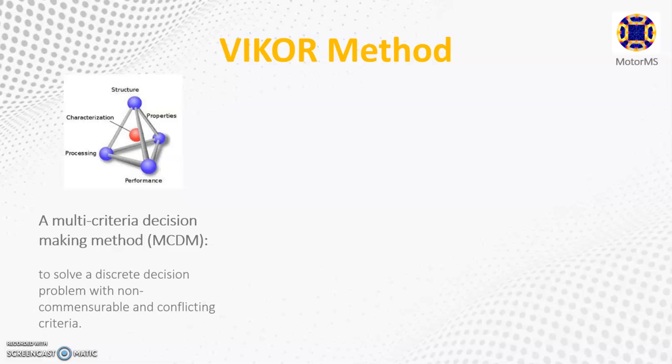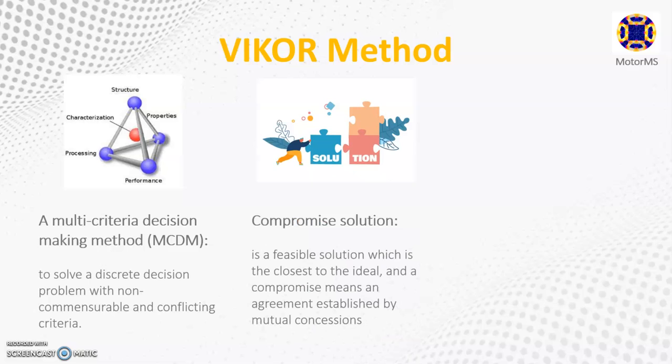The VIKOR method is a multi-criteria decision-making method, which is also called MCDM. It is used to solve discrete decision problems with non-commensurable and conflicting criteria, producing a solution which is what we call a compromise solution. It is a solution that is feasible, which is the closest to the ideal, and compromise means an agreement established by mutual concessions. These concessions are basically the concessions between multiple criteria of different parts of the existing motors.